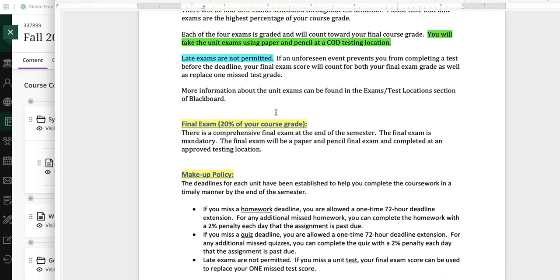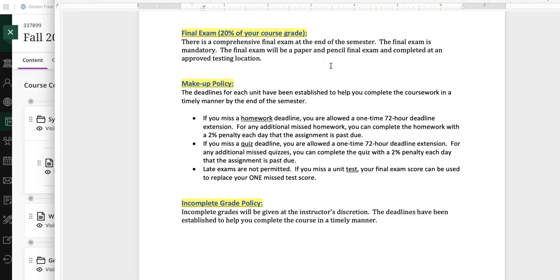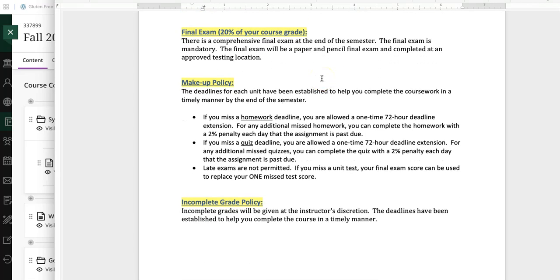If you miss an exam, then your score will start out as a 0. However, you can then use your comprehensive final exam score to replace that 1 missed test. Any missed test over 1 would then count as 0. The final exam is comprehensive, meaning that it will be information covered throughout the entire semester, and it is 20% of your course grade.